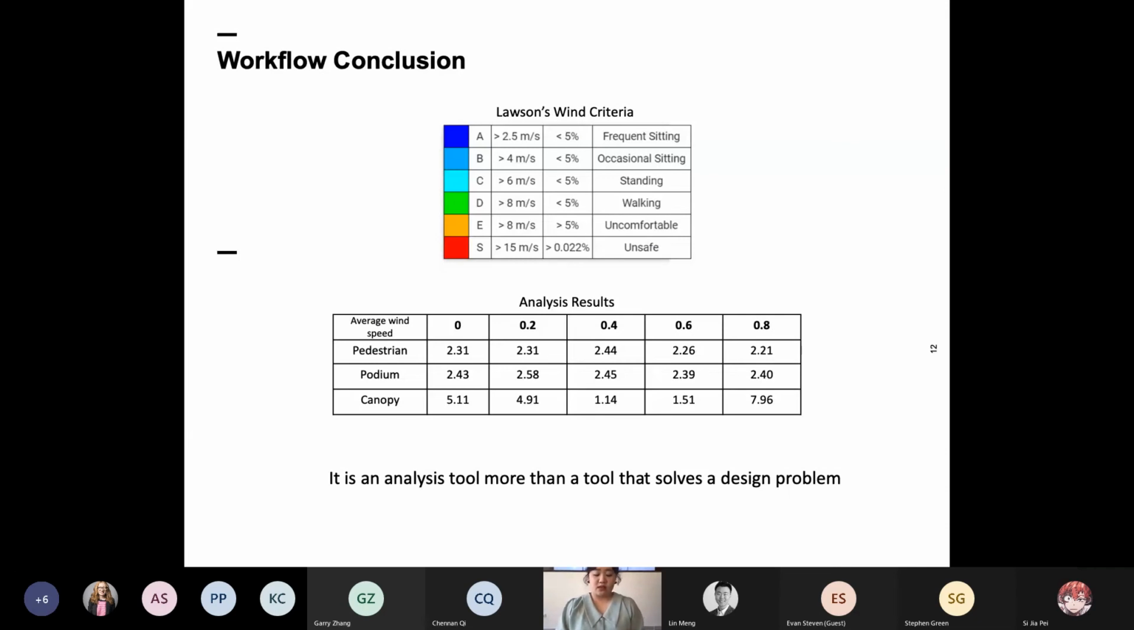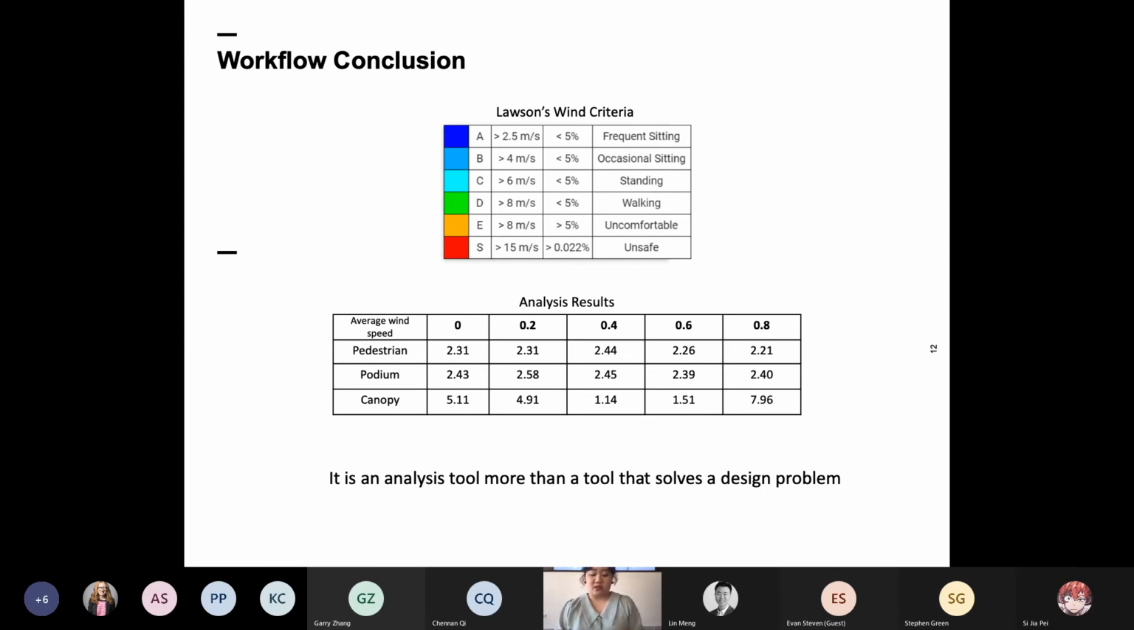When looking at the results, I also referenced Lawson's wind criteria. I have the new geometry and the original geometry average wind speed results in the table, and we can see they are not in the unsafe levels of winds according to Lawson's wind criteria. But we must also keep in mind that these results only look at wind coming from the west, and it'll more than likely be different if we look at other wind directions.